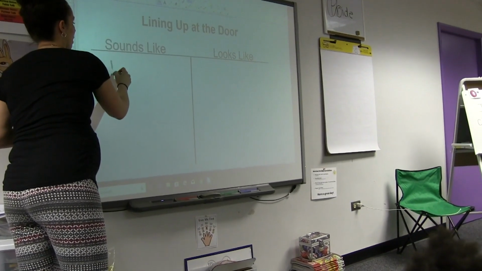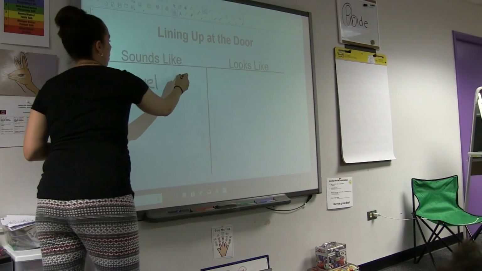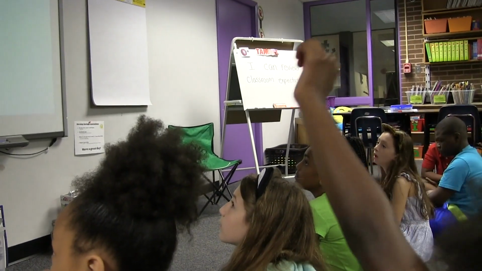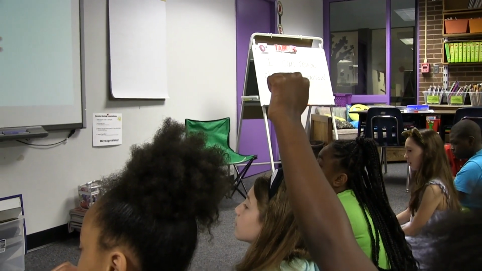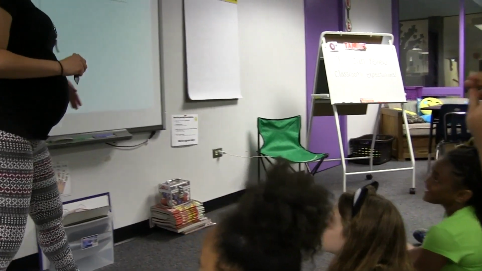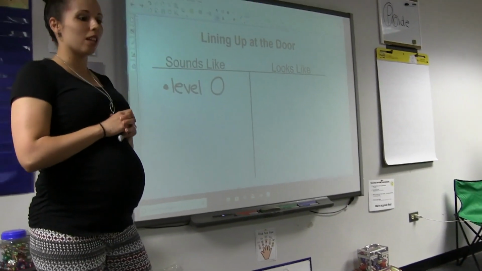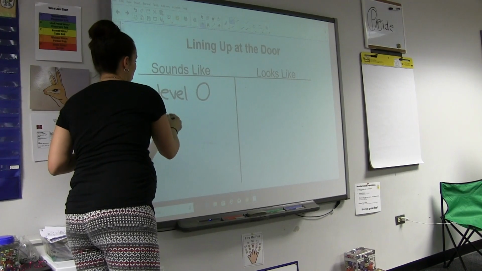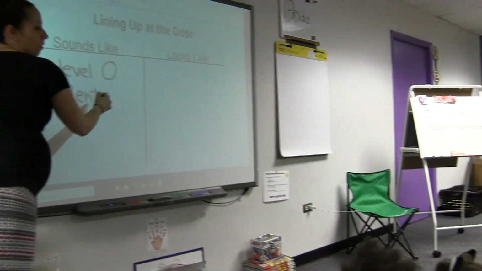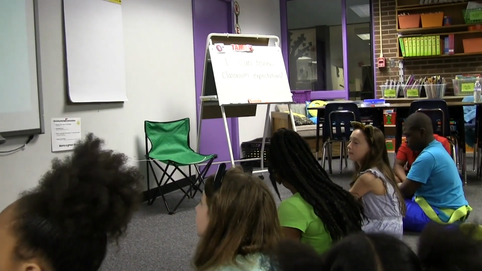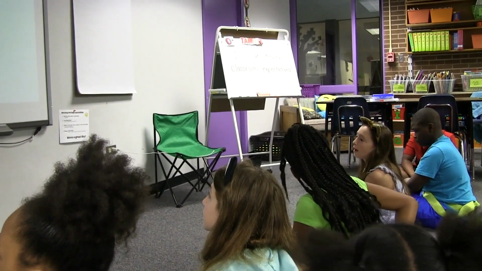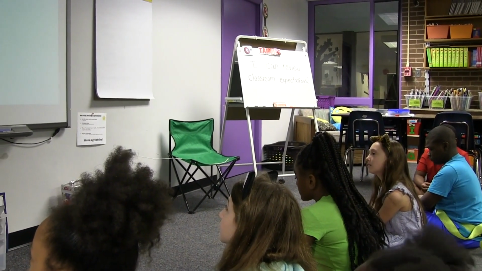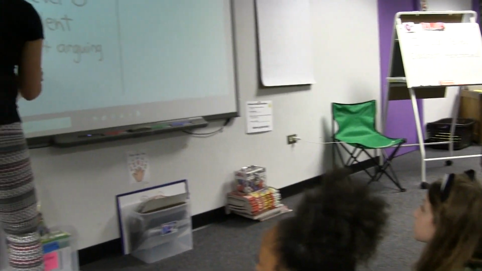Level 0. What does that mean if you're at a level 0, Corinne? Quiet. I shouldn't hear you. I shouldn't hear your feet. I shouldn't hear your voice. What else does it sound like? Sarah. Silent. So it's silent, level 0. Anything else? Naomi? They're still arguing about what? Where we're going what? Yeah, we're not arguing. We're being kind.